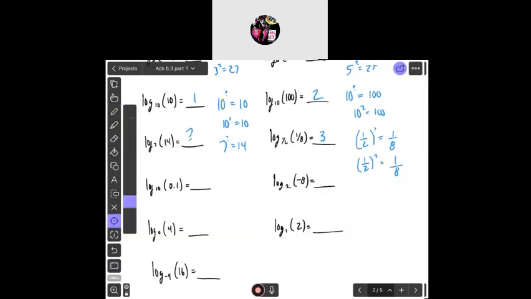So I'm not saying log base 10 again. You know, log base 10 of 100 means 10 to the what power is 100. Log base 1/2 of 1/8 means 1/2 to the what power is 1/8. And I'm not saying log anymore. So what's this mean? 10 to the what power is 0.1.